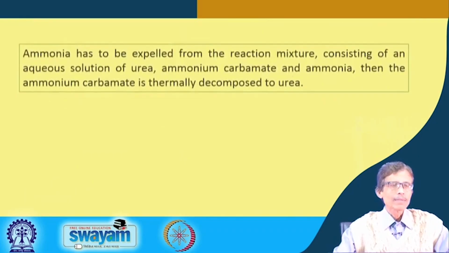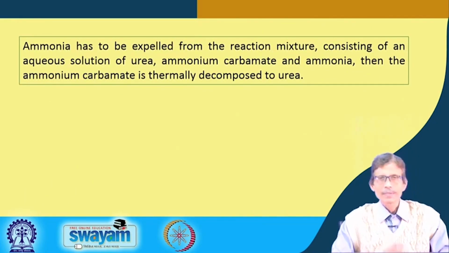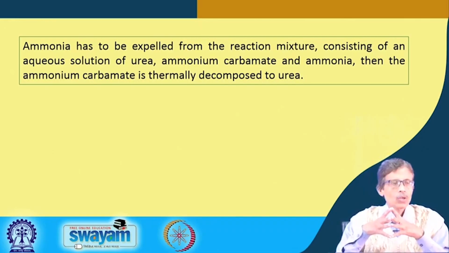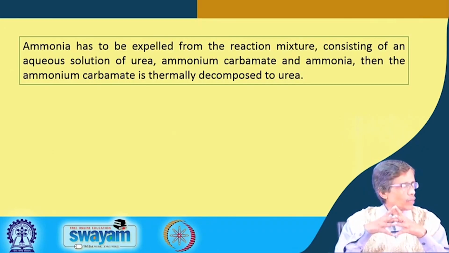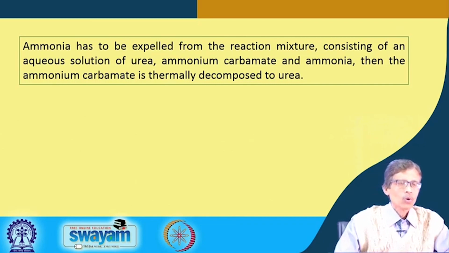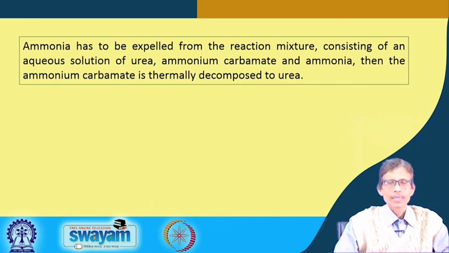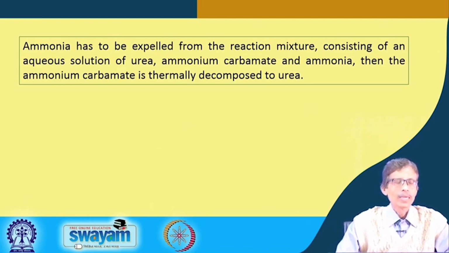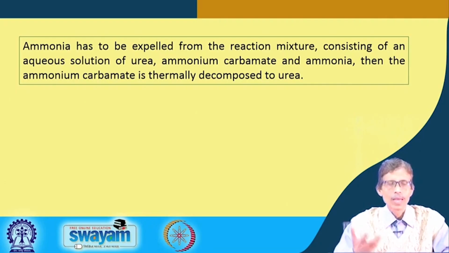Now, what is happening to the excess ammonia? Since the molar ratio of 4:1 gives a reaction where you have extra ammonia, the excess ammonia has to be removed from the reaction medium, and you can have an aqueous solution of urea, ammonium carbamate as well as ammonia. All these are there, and selectively you have to crystallize urea from that medium, and whatever ammonium carbamate is produced will undergo thermal decomposition. So simply heating the ammonium carbamate will give you urea.